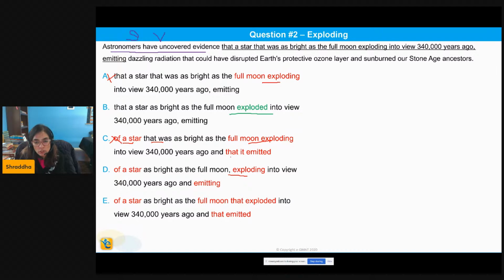So, do you know really what choice D is saying? That astronomers have uncovered something, and as a result, they exploded into view 340,000 years ago and they emitted dazzling radiation. This is what is happening in choice D with the usage of comma plus verb-ing modifier. And that's why I know that this is absolutely wrong, because all this information is true of the star, not of anybody else in this sentence.